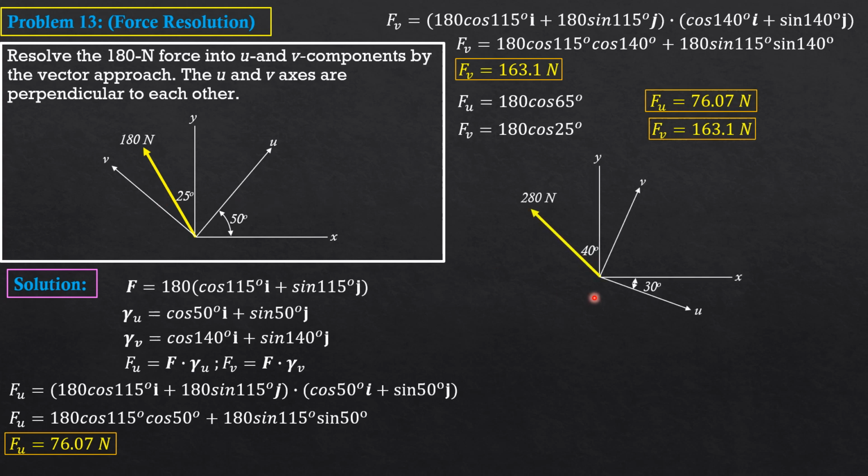Then for your part, this is the force. These are the U and the V axes. Solve this in two methods, two ways, and show that Fu is equal to negative 263.1 newtons and Fv is equal to 95.77 newtons. So that's it for your part.